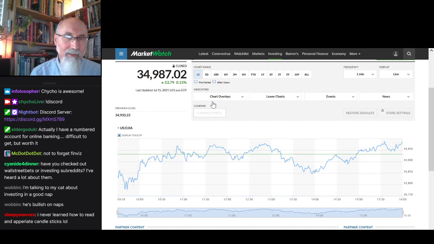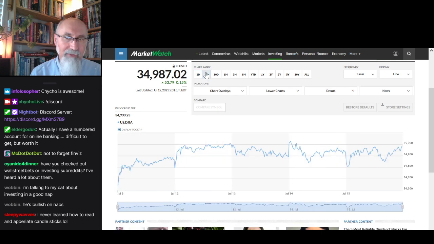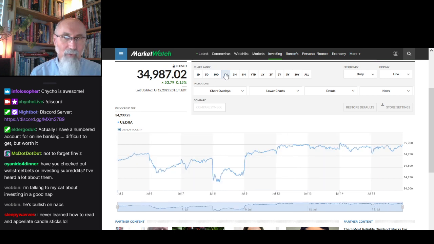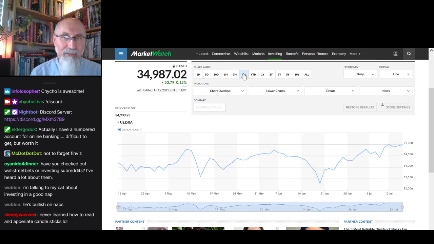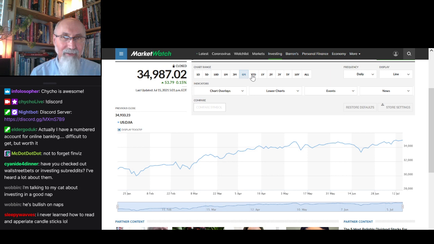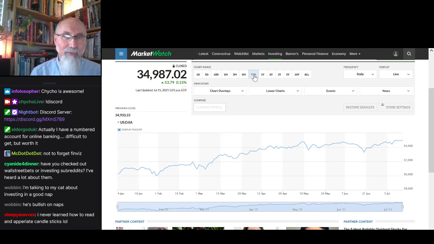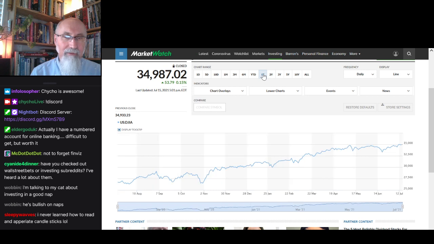So this is one-day trading for the Dow. Here's the five-day, here's the 10-day, here's the 1 month, here's the 3 months, here's the 6 month, here's year to date, YTD, here's the 1 year for the Dow. And here's the percent it tells you, it's gone up, should be 53, but I don't know why it says it this way. Oh, that's for today. Unfortunately, it doesn't show you this.